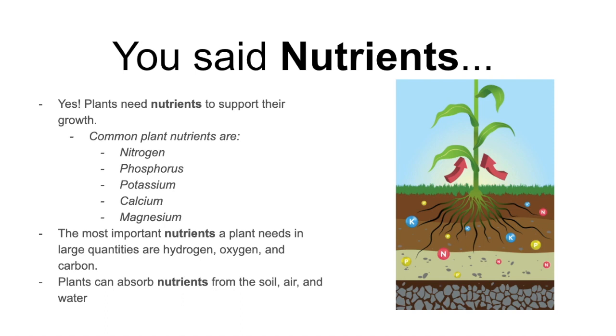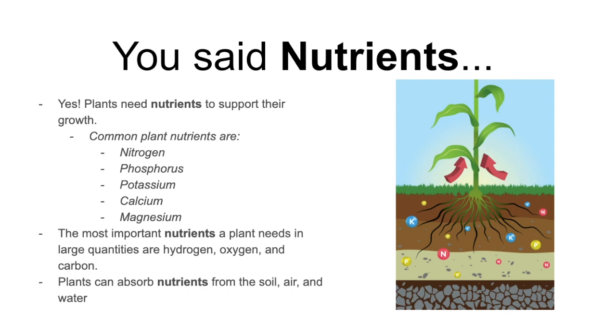So I also said nutrients. So yes, plants do need nutrients to support their growth. Some common plant nutrients are, which you guys don't need to remember this, but I just wanted to tell you some of the nutrients. Those are nitrogen, phosphorus, potassium, calcium, and magnesium. The most important nutrients a plant needs in large quantities are hydrogen, oxygen, and carbon.